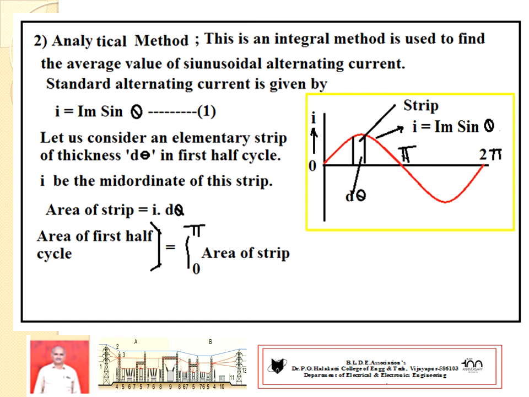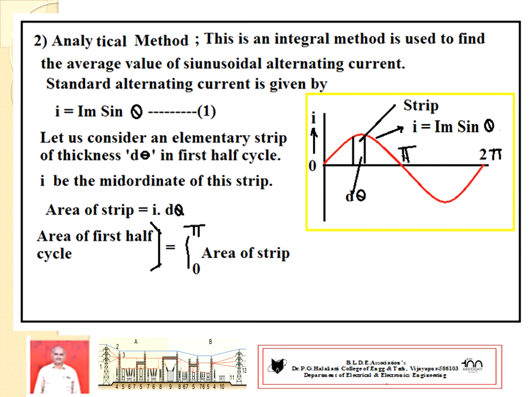Analytical method, again as usual, it is an integral method which is used to find average value of sinusoidal varying alternating current. You have to draw the graph in both derivations. It is very important. So, standard sinusoidal varying alternating current is given by the expression i equal to Im sin theta. Then you show i equal to Im sin theta in graph also.